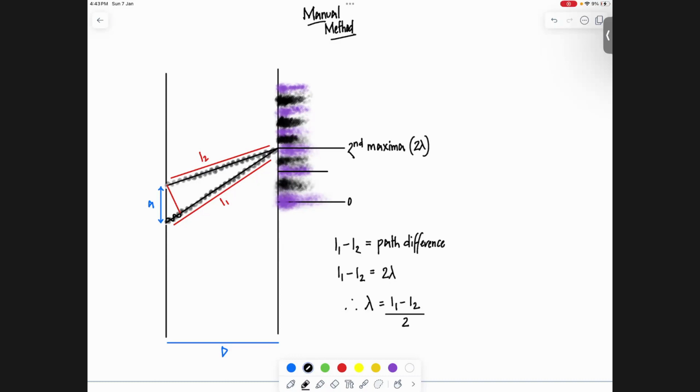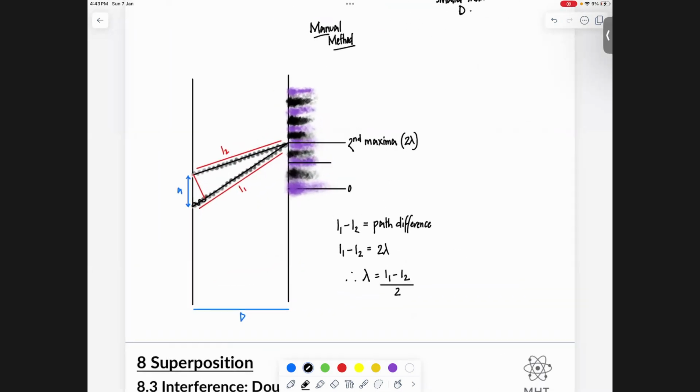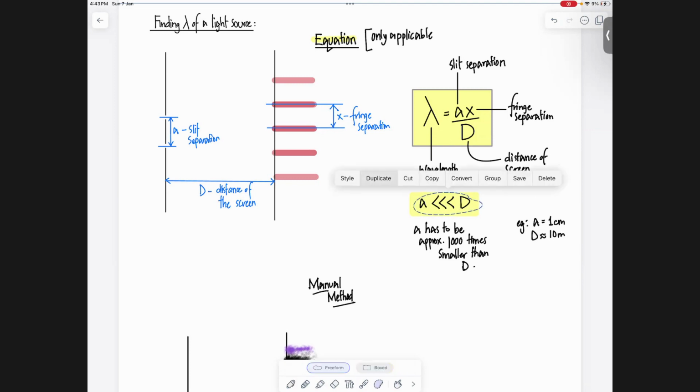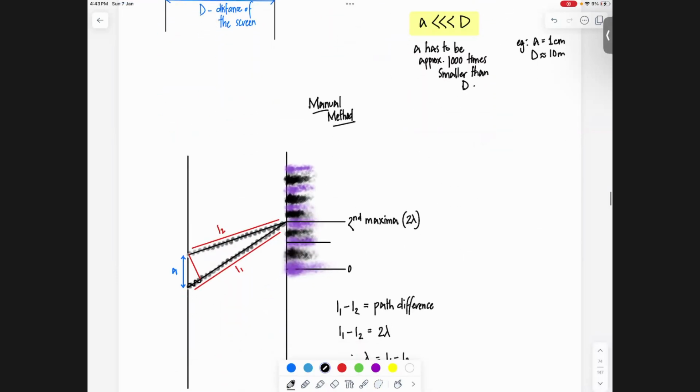Okay. Right, so this is the manual method, and this is the equation method. The equation method is only applicable for this criteria. Our manual method works for any scenario. Yeah, if it is a minimum then L1 minus L2 would be lambda by 2, but lambda by 2 depends on which minimum you are looking for.